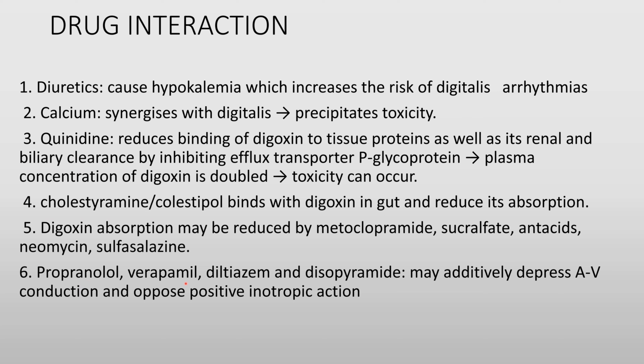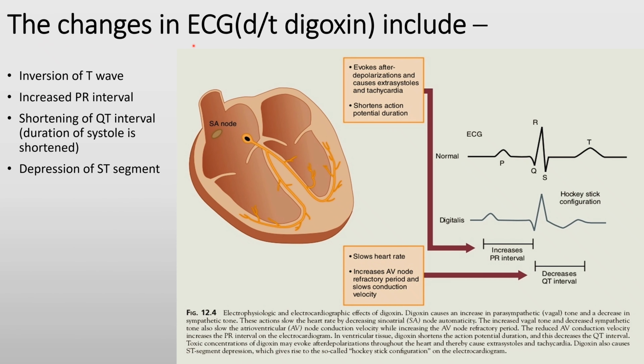Propranolol, verapamil, diltiazem may additionally depress AV node conduction and oppose positive inotropic action. The changes in ECG due to digoxin include inversion of T-wave, increased PR interval, shortening of QT interval, and depression of ST segment.